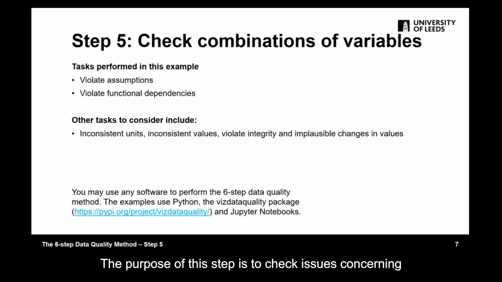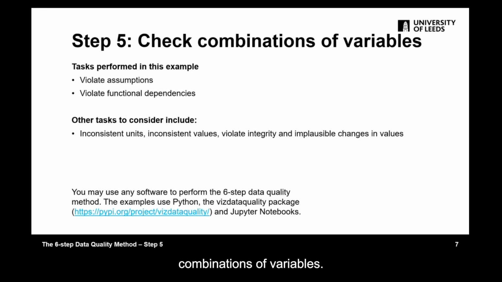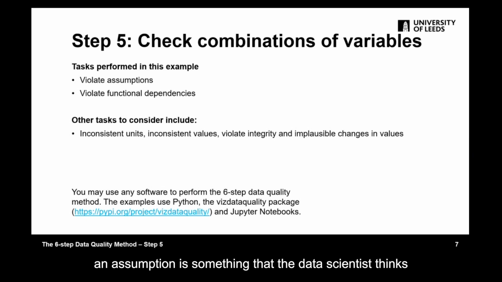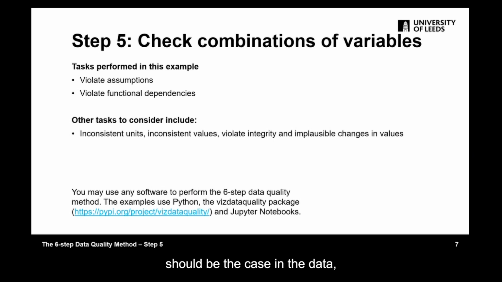The purpose of this step is to check issues concerning combinations of variables. We're going to focus on 2 tasks: assumptions and functional dependencies. A functional dependency is something that you know should be correct in the data, certain relationships which should hold true in the data. For example, the relationship between a fine, the total paid, and the balance. Whereas an assumption is something that the data scientist thinks should be the case in the data, but which may or may not be true. It may be that the data is incorrect, or it may be that the data scientist's assumption is incorrect.